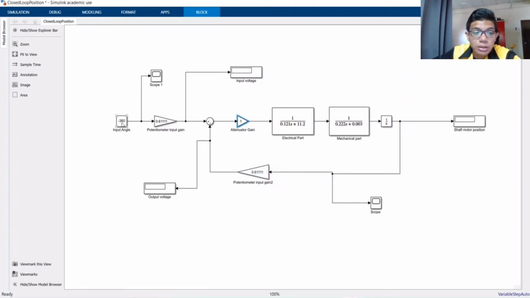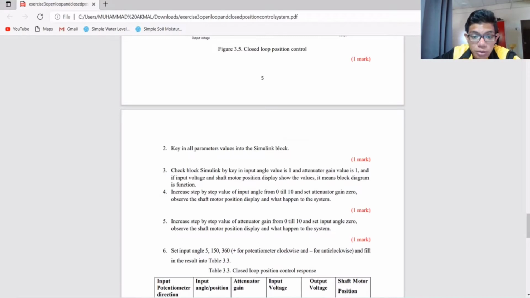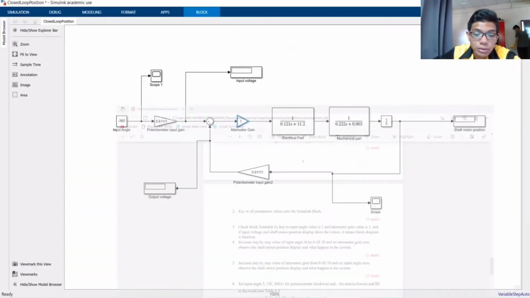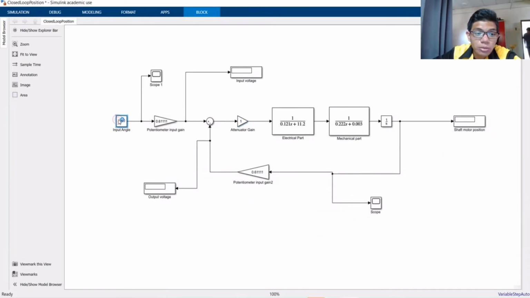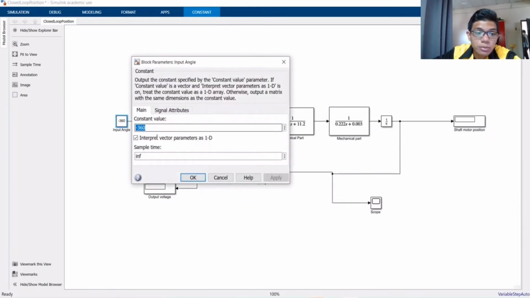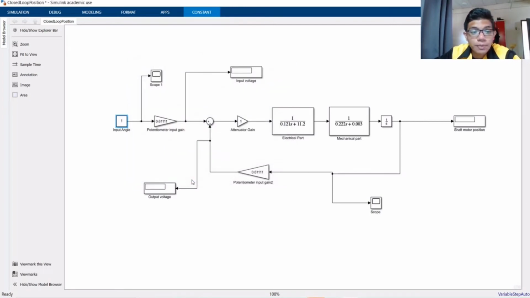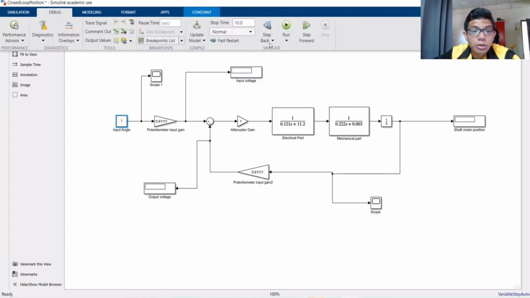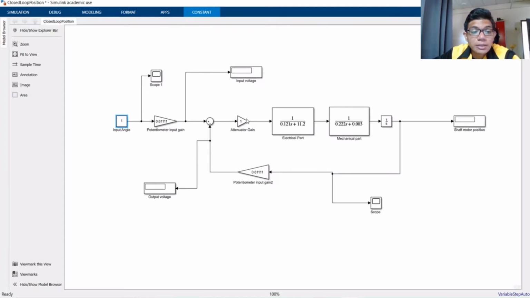And then the input is set to 1. Okay, we put it to 1. Then we can run the simulation to see if the model functions. We run the simulation first.